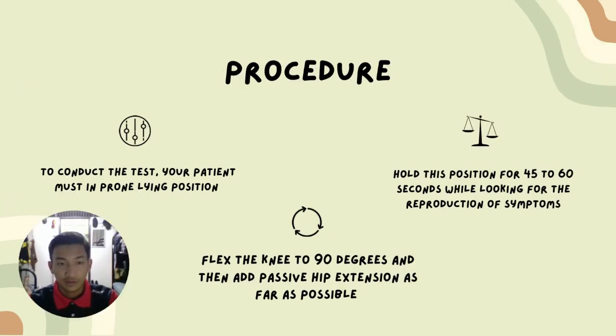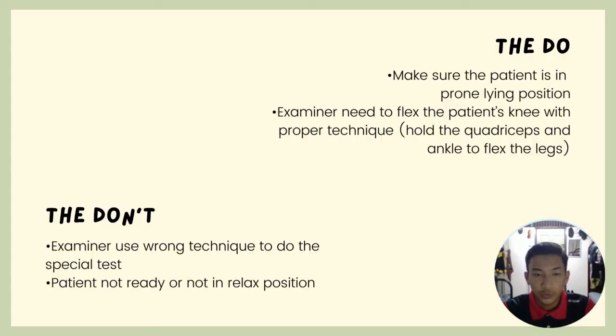Okay, next is the procedure. So the procedure, the first one, to conduct the test, the patient must be in prone lying position, and then we need to flex their knee to 90 degrees, and we add passive hip extension as far as possible. Lastly, we need to hold the position for at least 45 to 60 seconds while looking for any reproduction of symptoms. Alright, so this is the do and don't during the test.